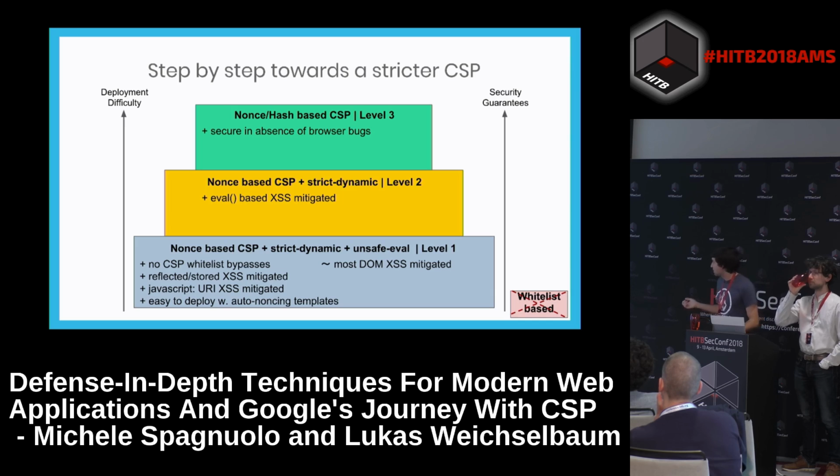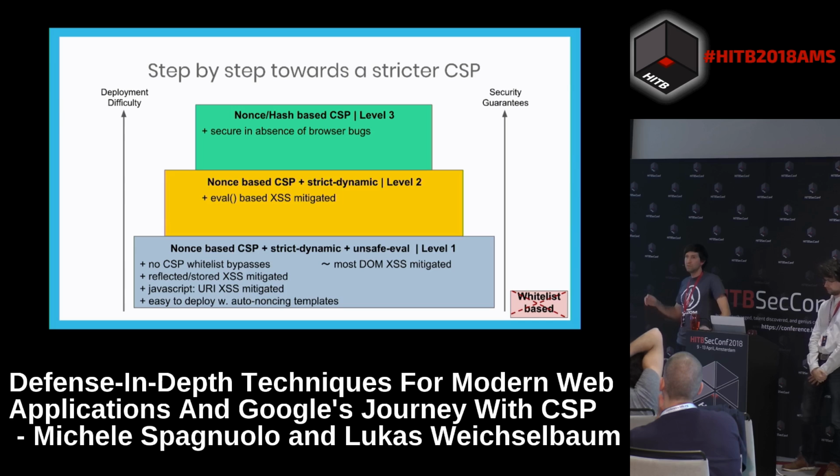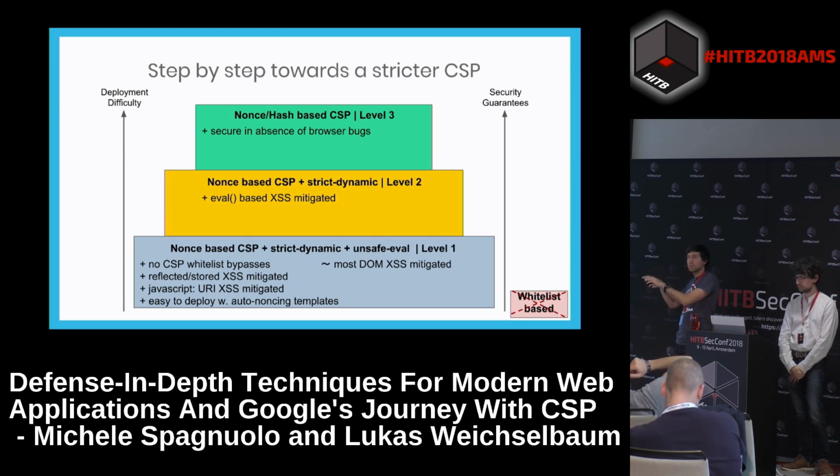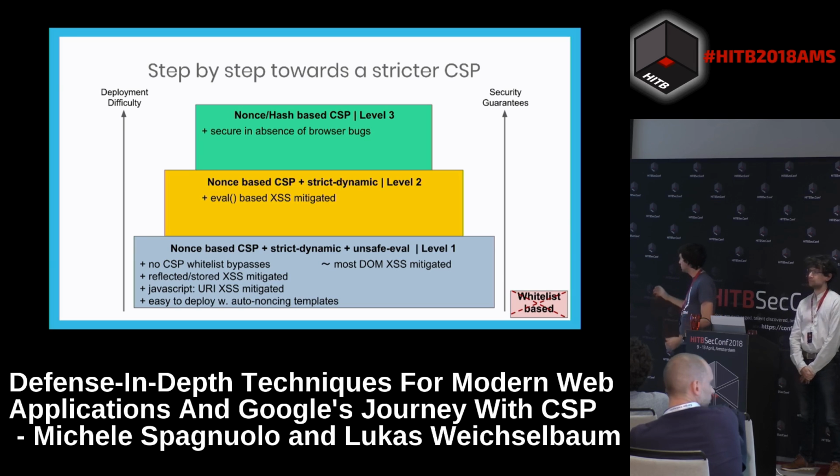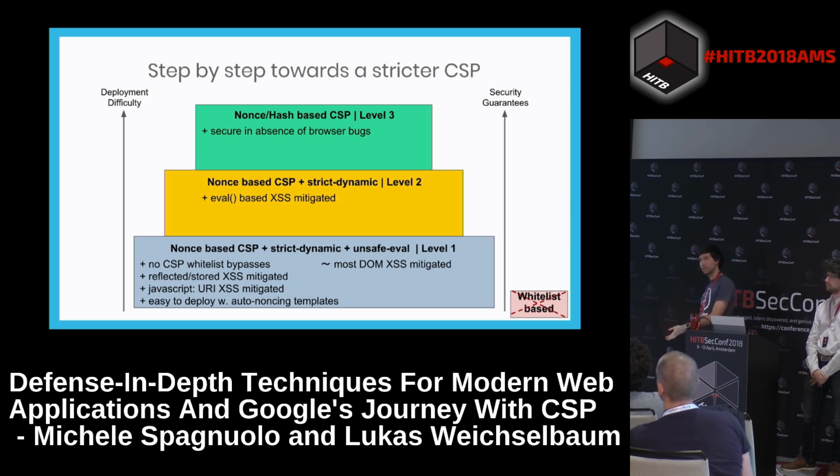So as I said, it can get pretty confusing. If we dive deeper only on the nonce and hash-based CSPs, we can have a pyramid with different levels of security guarantees on the one hand, and different levels of deployment difficulty on the other hand. So at Google, we mostly use these level 1 policies. These are nonce-based CSPs with strict-dynamic and unsafe-eval.